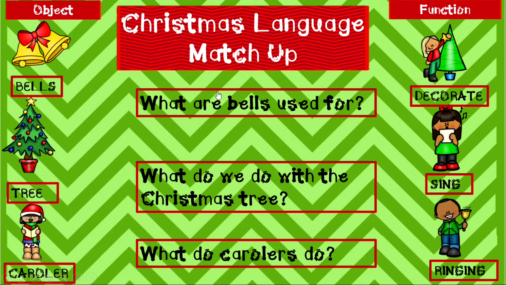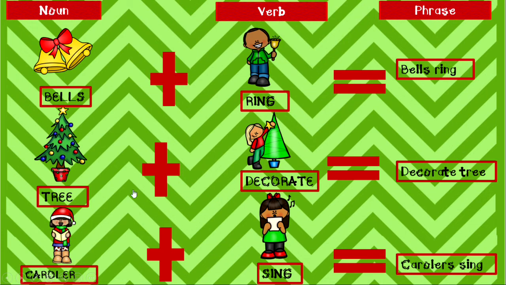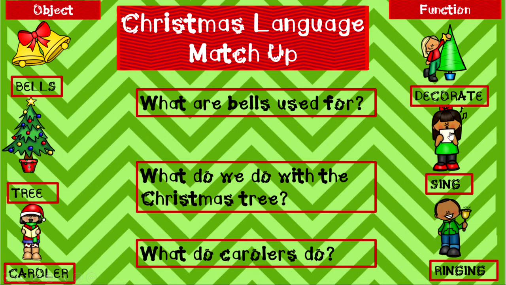So when we click on the first one, you're going to hear the audio, which asks, what are bells used for? So it's going to ask the question just like that. And then you're going to go over to the function column, and you're going to choose the correct answer. When you click on the picture of the correct answer, it is going to say it for you out loud. Ringing. And it's also going to have an animation that is associated.